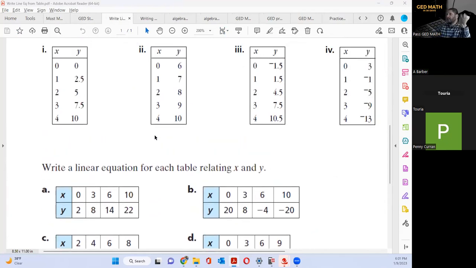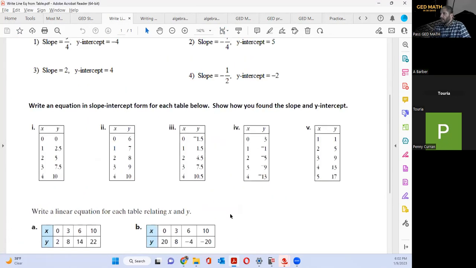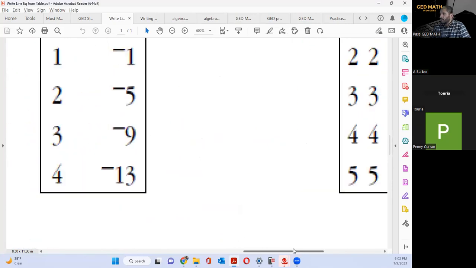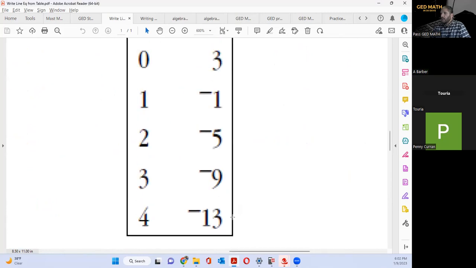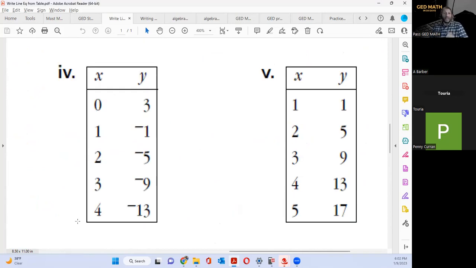So let's look at number 4. I don't really like number 4, but I'll try it. Let me move that over a little bit. Okay, so what I want to do is find the equation of a line from a table.